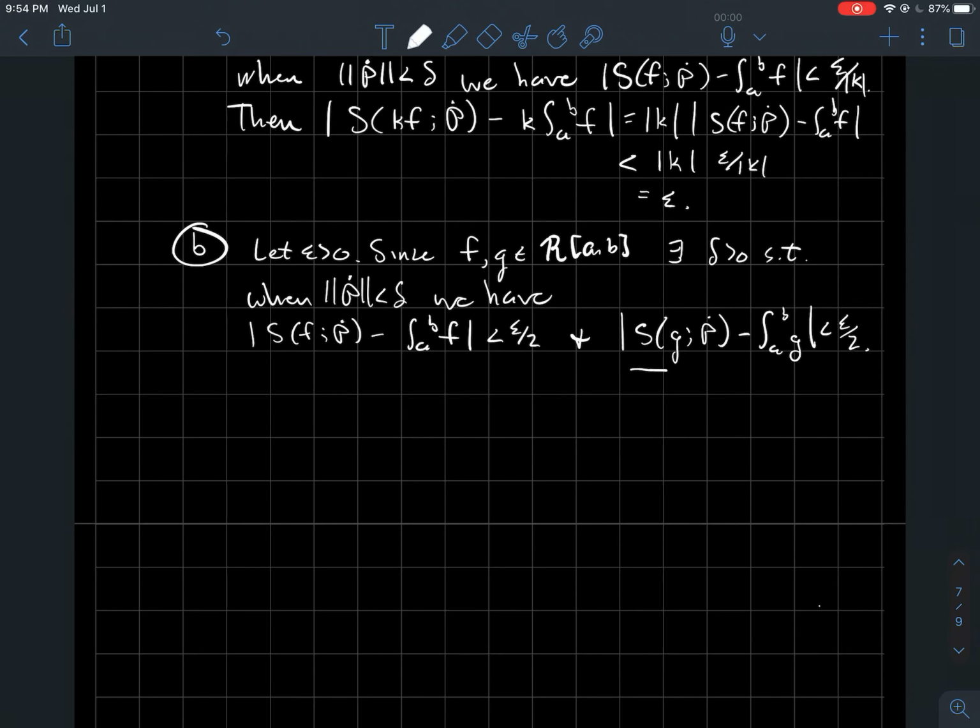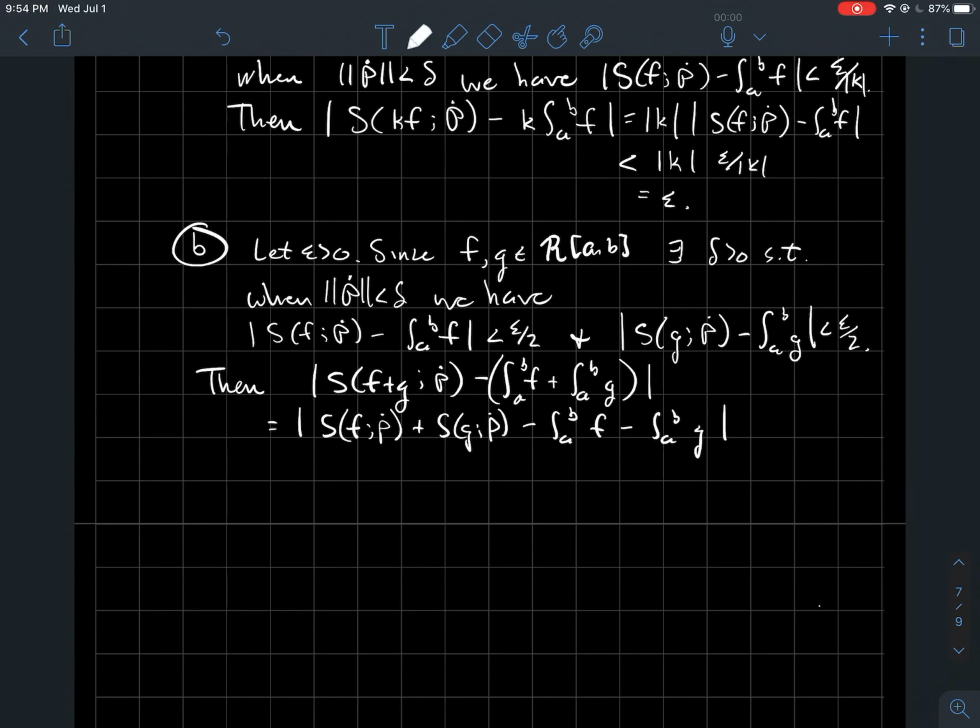So that the Riemann sum of g minus the Riemann integral of g is less than epsilon over 2. So I'm going to pick delta so small that both of these things happen simultaneously. And now what we're going to look at is the Riemann sum of f plus g over this partition P minus what I think the value of the integral should be.